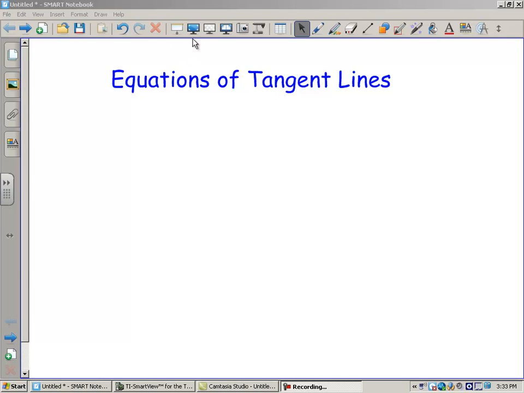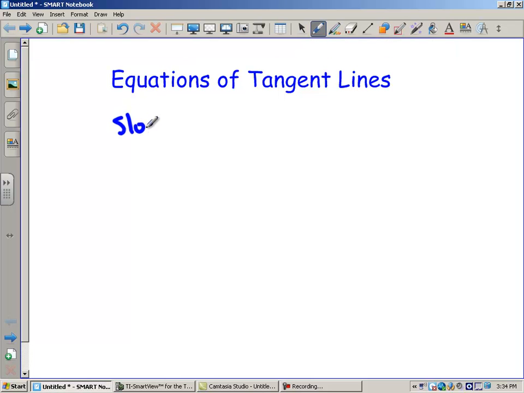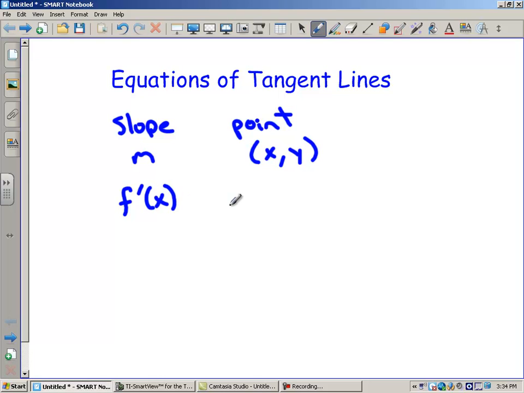Today we're going to learn how to write the equations of lines that are tangent to curves. And so we're going to start with a little review of how do you write the equation of any line. There are two things you need to write the equation of a line, and those things are a slope and also a point. Now back from Algebra 1, you guys have talked about slope as m and your point has been an x comma y. We are going to interpret slope in calculus at a point as f prime at that point x.